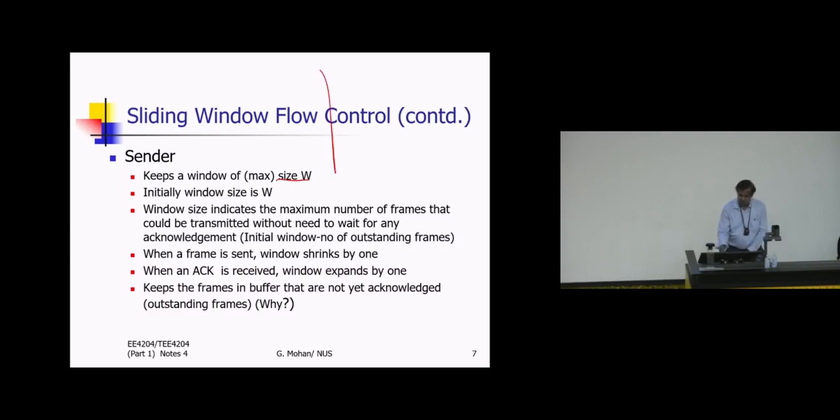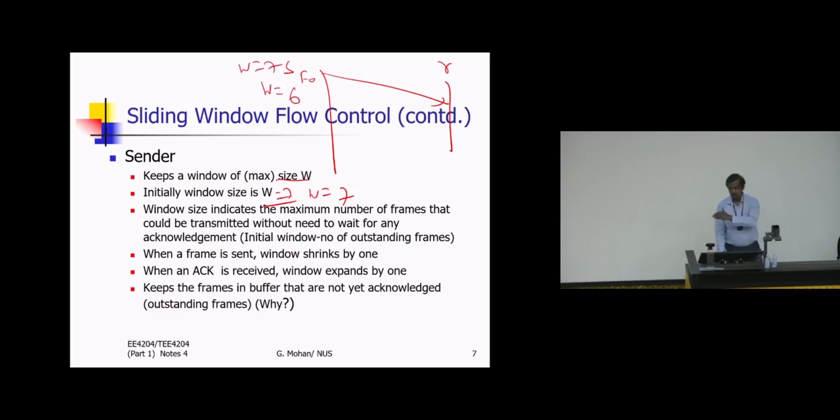Okay, so let's say this is the sender and this is the receiver. Assume that W equals 7. Many times I use the number W equal to 7. Later we will answer why I should not use W equal to 8, that is 2 cube. Okay. So first it sends frame number 0. When it sends frame number 0, W becomes 6. So initially W is 7.